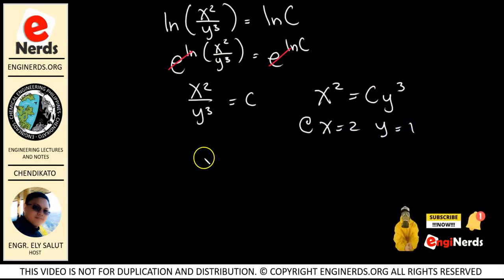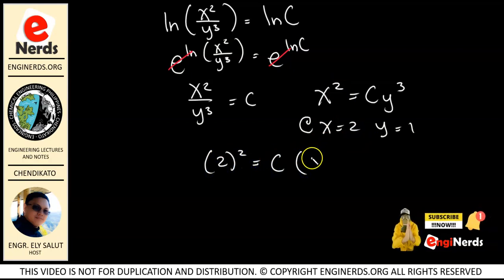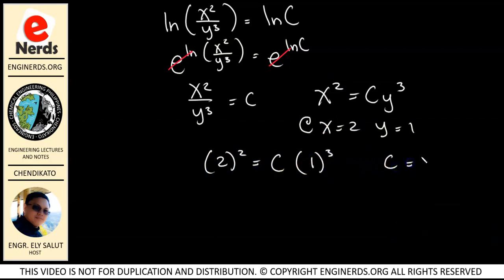Substitute lang natin yan, no? I will have x is equal to 2. So, I will have 2² is equal to c, then y is equal to 1, I will have 1³. So, therefore, our c is equal to 4. Okay? Or 2², no? So, 2² naman siya nandito. Okay. So, let us substitute that dito sa nakuha nating equation na to. Okay? So, substitute lang natin yan diyan.